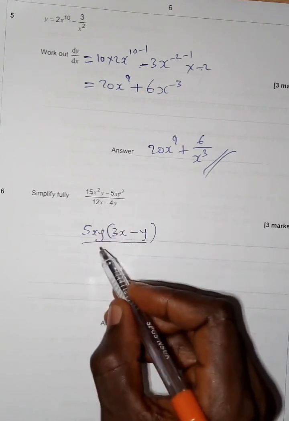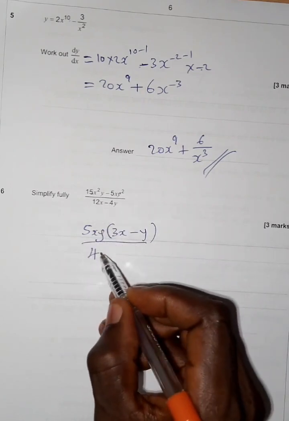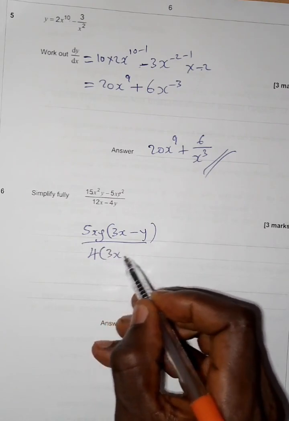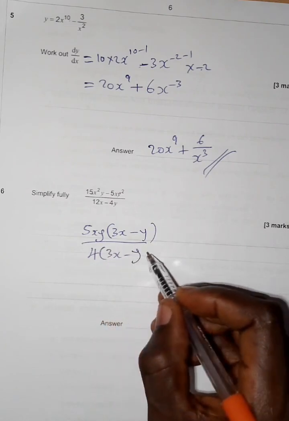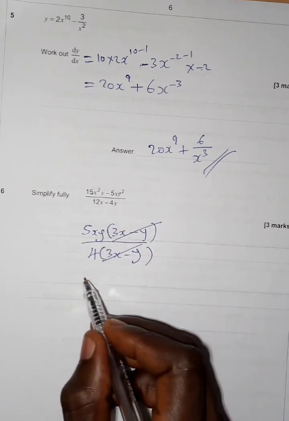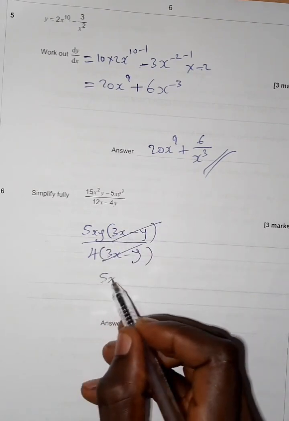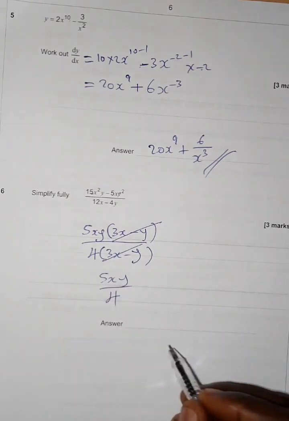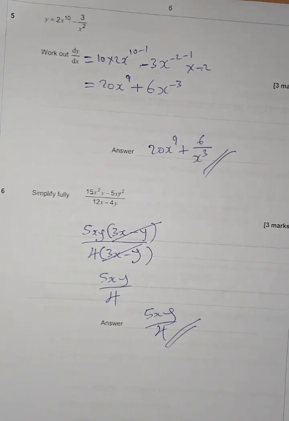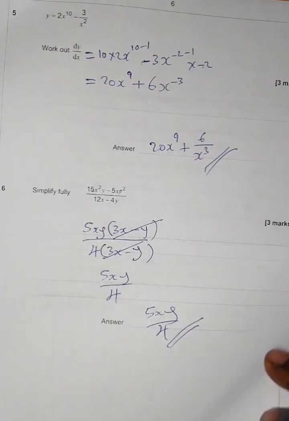What is left here is we factorize 4. We have 4 in bracket, 3x minus y, close the bracket, then definitely this will kick out this one. When we kick out this one, our answer definitely will be 5xy all over 4. So the answer is 5xy all over 4 in this case. Yeah. So let's see the next question.